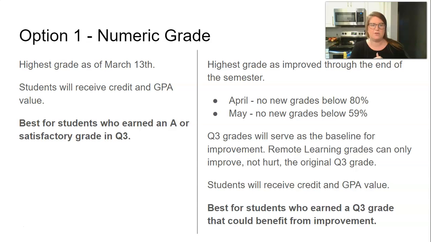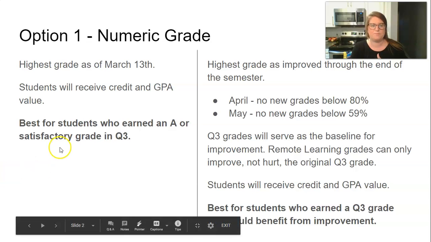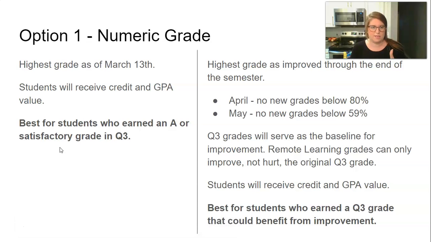First is to just take the grade that students had when we went out for remote learning. So this was basically like the end of quarter three. So if that grade was good to go, like if you had an A or if the grade was just good enough for you, then this option would be best for you.